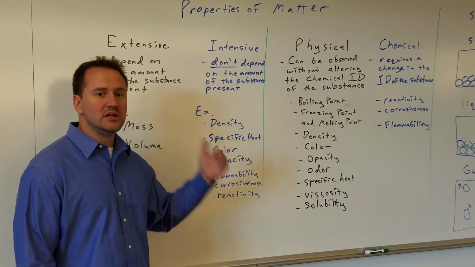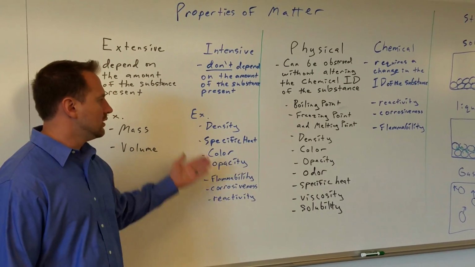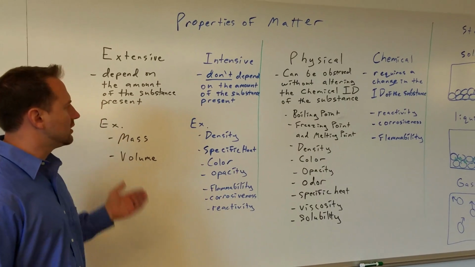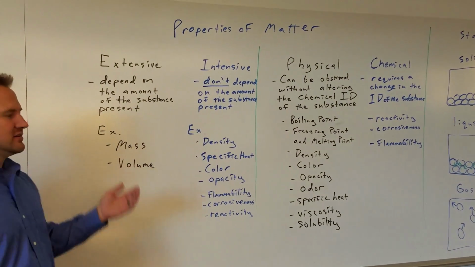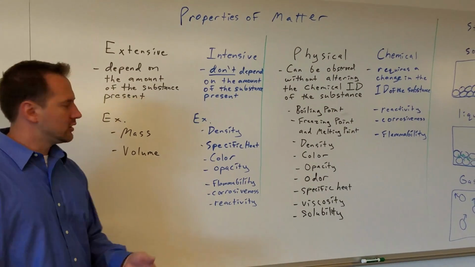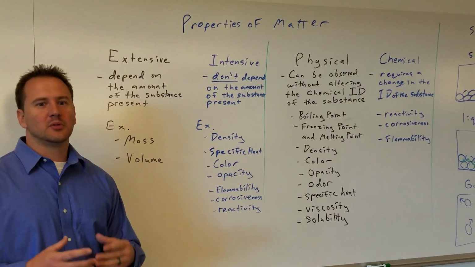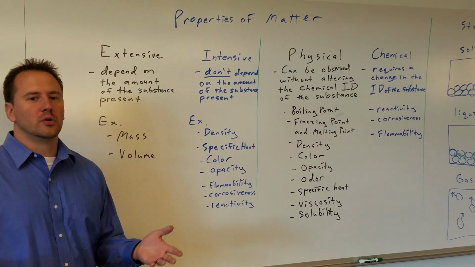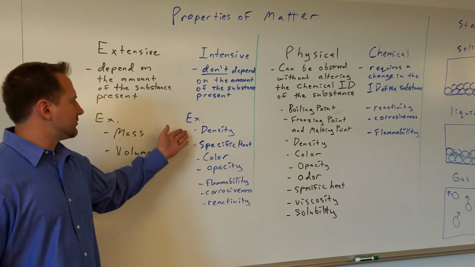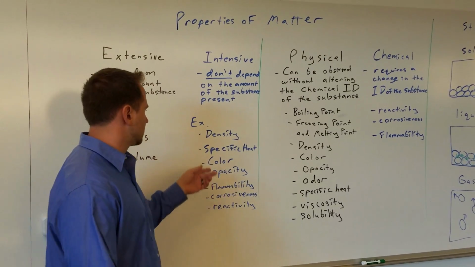Things that would be examples of intensive properties would include density, which you might think would depend on the amount, because density is equal to the mass of something over the volume. Both are extensive properties, but because it doesn't matter how much styrofoam you have, it's still going to float on water. That is an intensive property. It doesn't depend on how much you actually have.